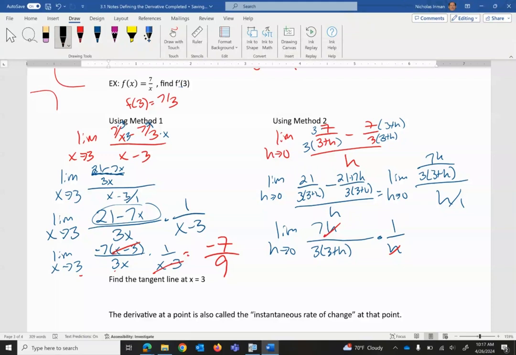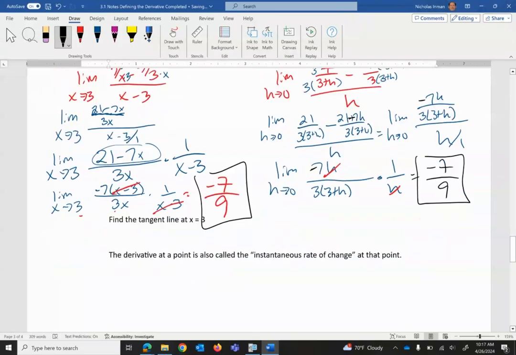7 times 1. Ooh, now I'm a little worried. Oh, it was a minus 7h, sorry. Minus this 7h, that made that negative. So we have negative 7 over, h is 0 now, right? So 0 plus 3 is 3. 3 times 3 is 9. All right, so our tangent line, y minus 7/3 equals negative 7/9 times x minus 3. Distribute your 7/9. This is not going to be pretty.